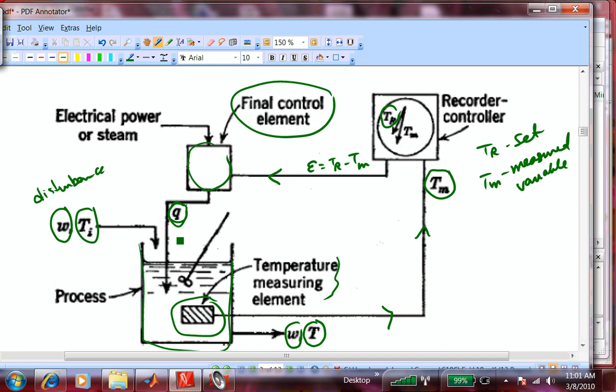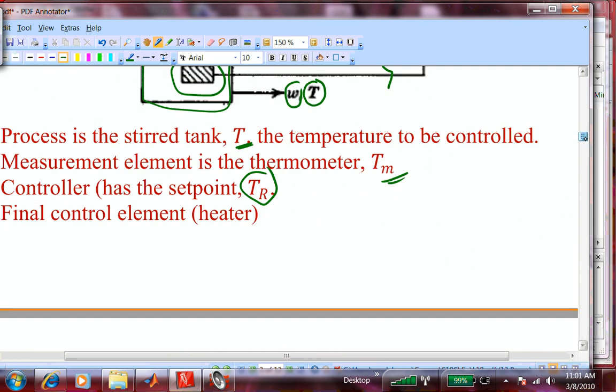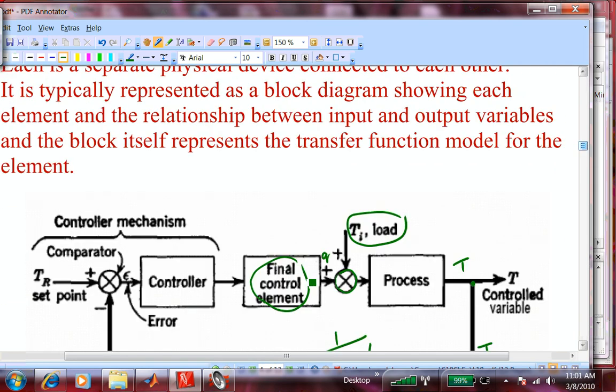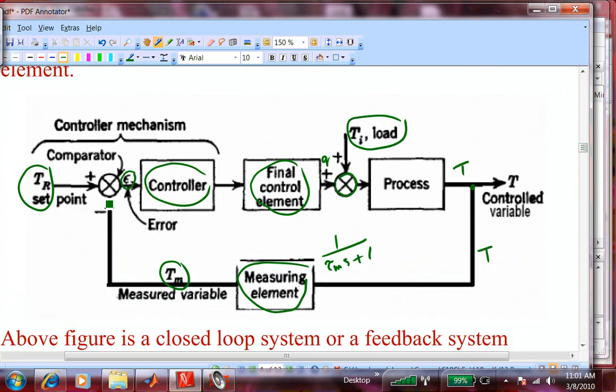But there are actually two physical devices there. One is the heater, the other one is the brain that decides what the heater should be doing. So it takes the error signal and calculates how much more current do I need, how much should I open the valve. So typically you will break that into two parts. That's what you see here: the final control element, which is the heater or the valve to the steam line, and the controller. The controller is the one that gets the error signal. And here we set the set point, TR. And the measurement signal comes back and we take the difference. That's why you see the plus and minus.